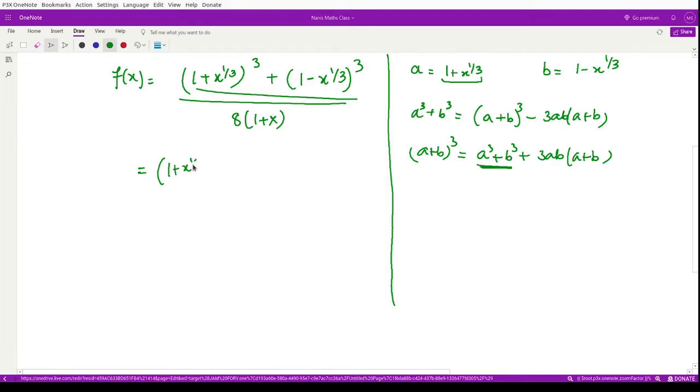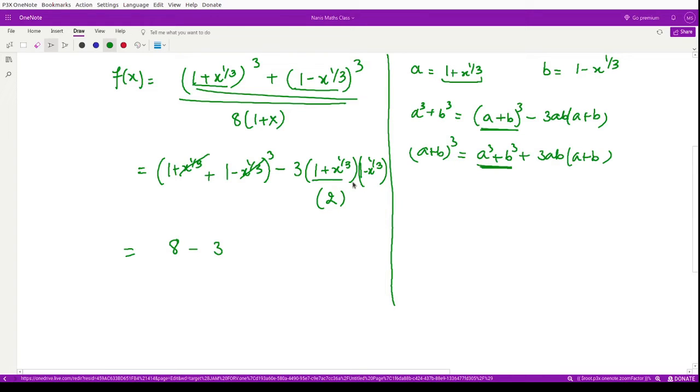So in place of a cube plus b cube, you could write: (1 plus x) to the power 1 by 3, this is your a, plus b, which is (1 minus x) to the power 1 by 3, whole cube, this is the first term. Then you have minus 3 into a, which is (1 plus x) to the power 1 by 3, b is the next term, (1 minus x) to the power 1 by 3, and multiplied by a plus b. So a plus b is this term plus this term, which is nothing but 2 actually, right? So when you simplify this, you have 8 minus 3. Now this also becomes a plus b, a minus b, so that is a square minus b square. So finally you have 8 minus 6, obviously whole thing divided by 8 into (1 plus x).